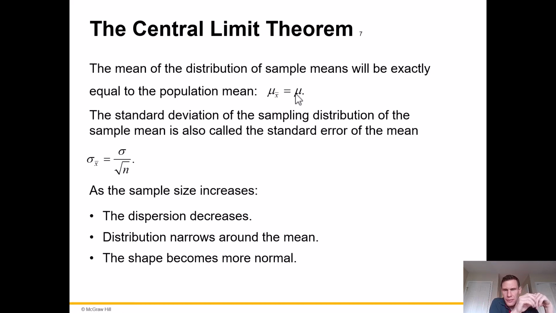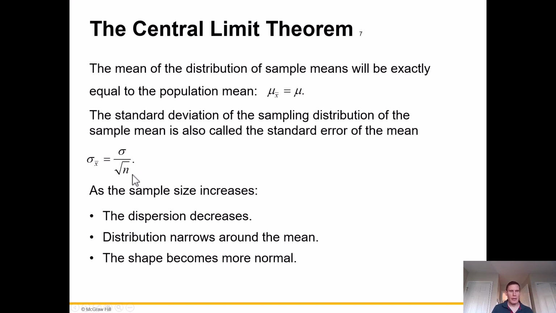The standard deviation of the sampling distribution of the sample mean is also called the standard error of the mean, and it's typically expressed as you see here. We have sigma x bar equals sigma over the square root of n, which is the sample size. So that's a nice bit of math for you.